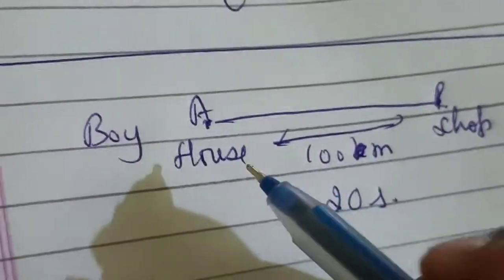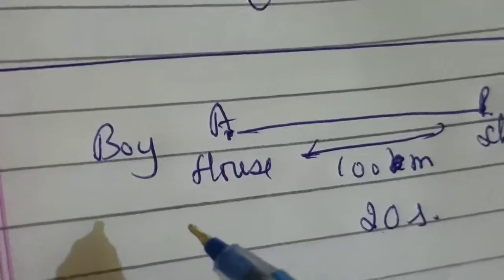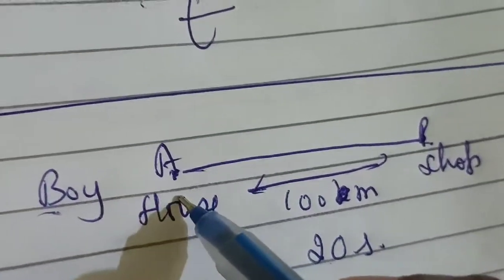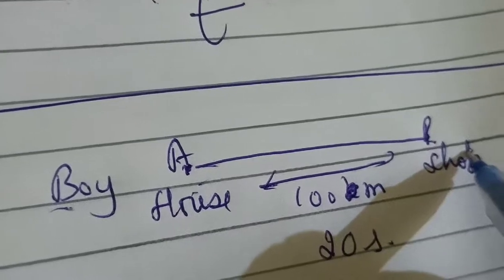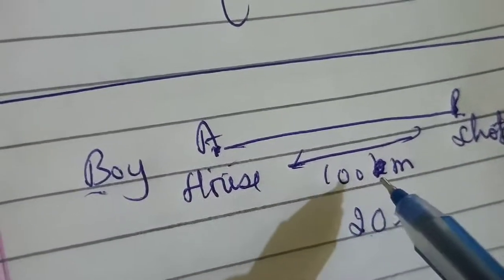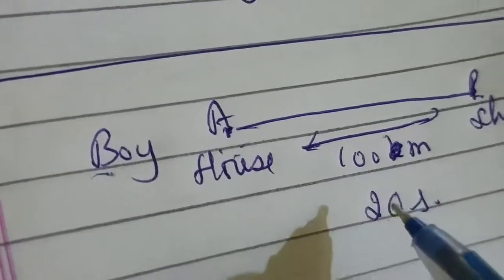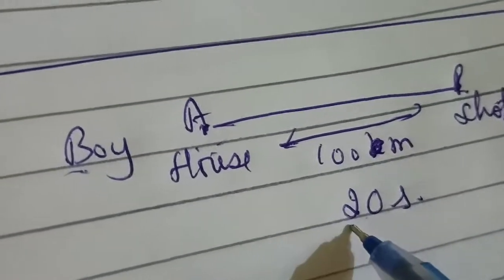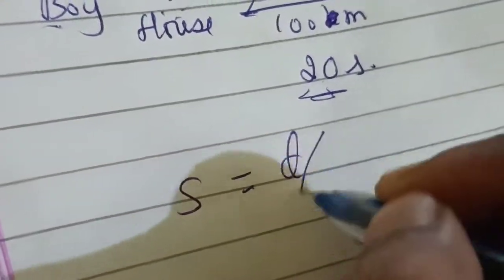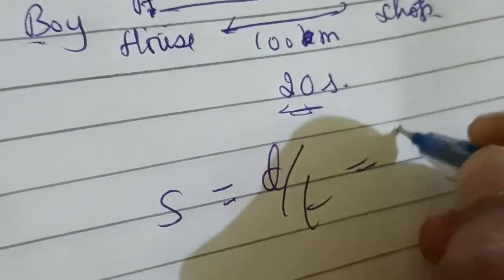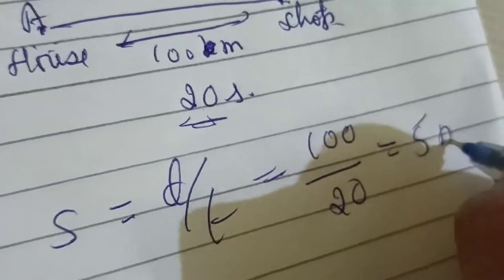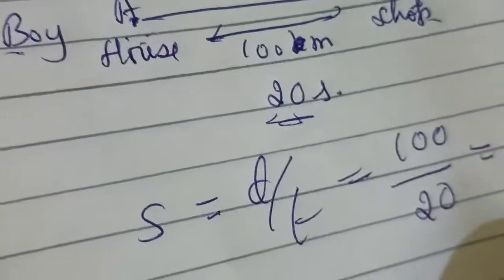So let's consider another example. We have seen speed. So here the boy wants to go from house to the shop. He wants to buy something. So he travels from house to shop, a distance of 100 meter. Okay, the distance is 100 meter and he covers the distance within 20 seconds. So what will be the speed here? Distance by time is 100 upon 20. So you get 5 meter per second, isn't it?